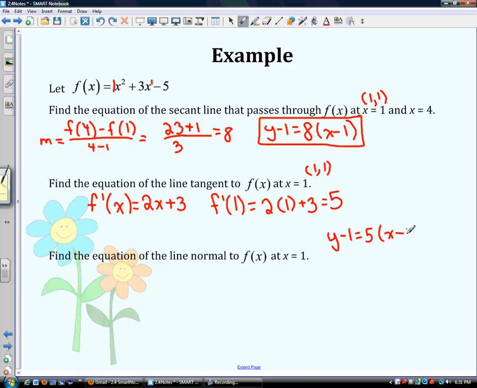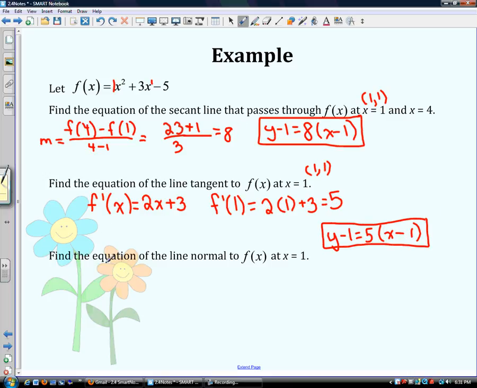I'm only going to give you polynomials for now because I haven't taught you how to take derivatives of anything else yet. Being a little bit better at writing with this mouse.